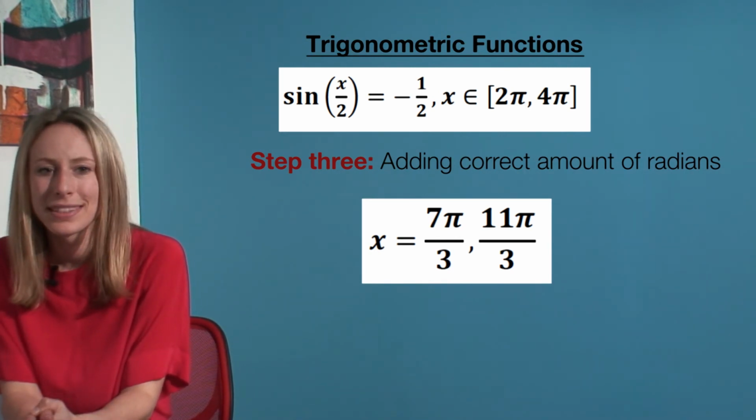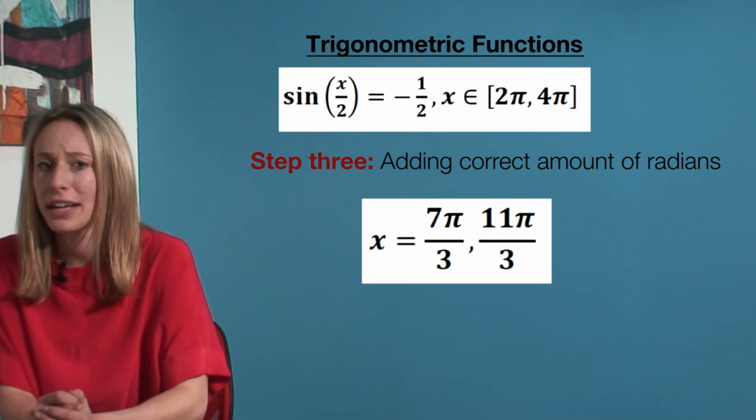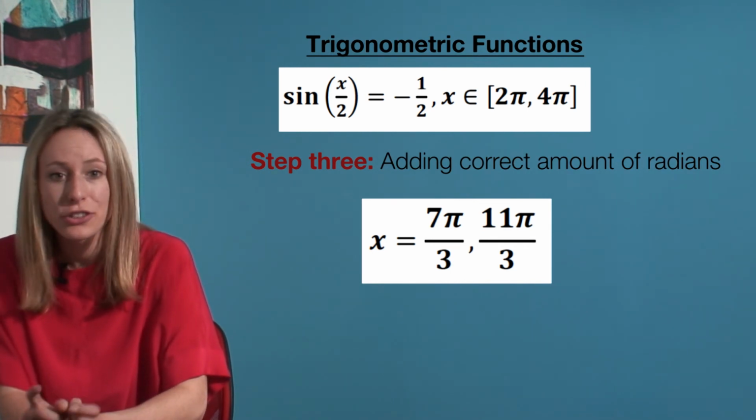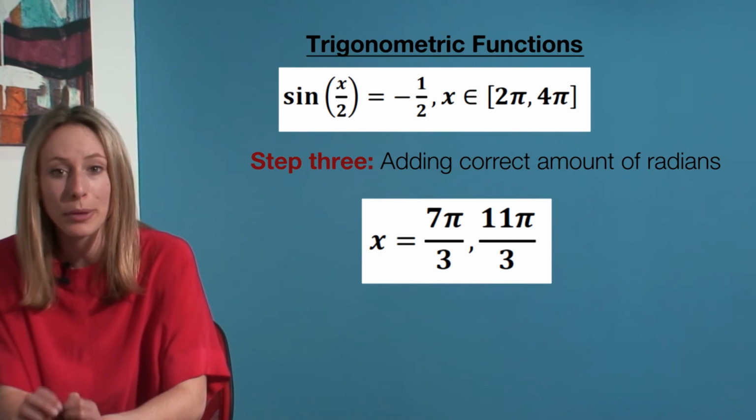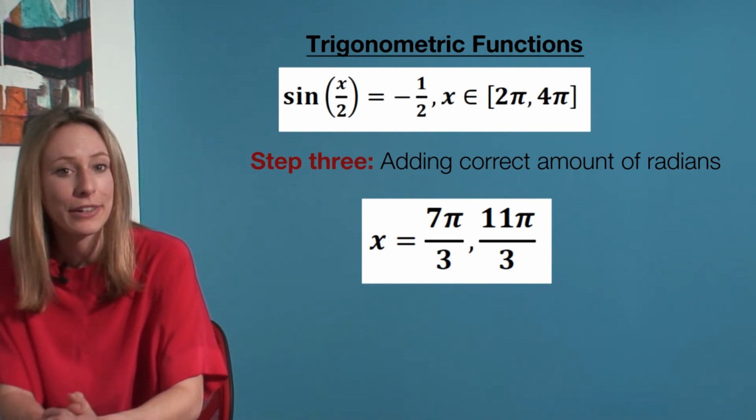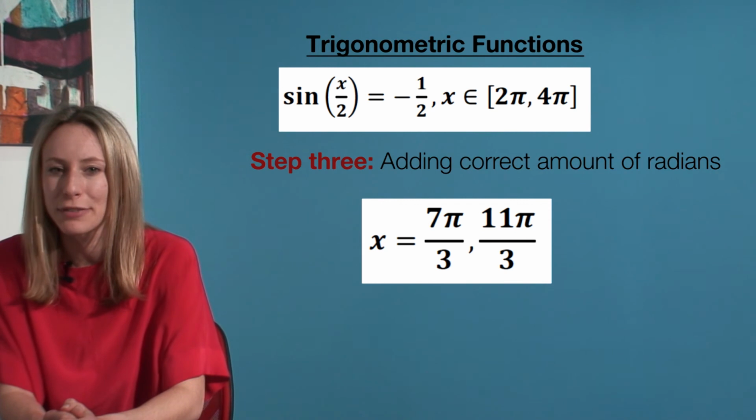It's very easy to lose marks by not translating our solutions to the correct domain, so you should always ensure that you find the two different points on the unit circle before adding the period to place them within the correct cycle of the function.